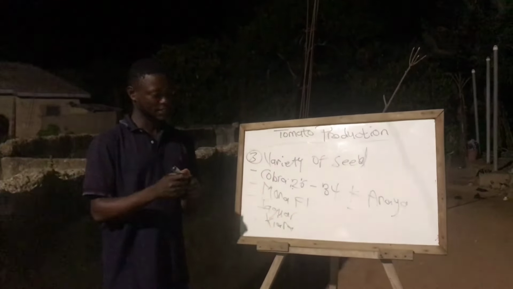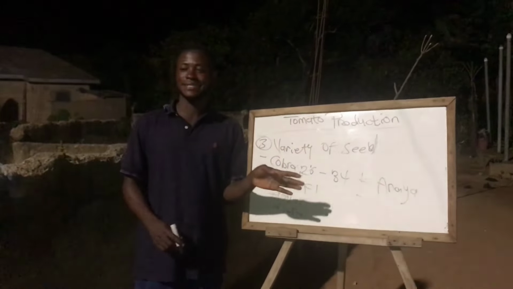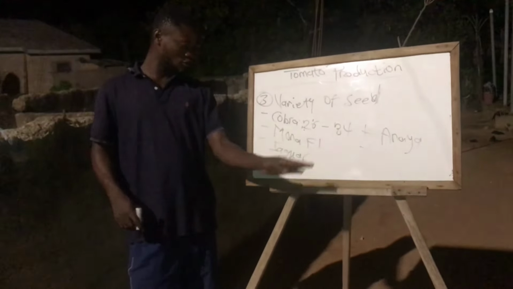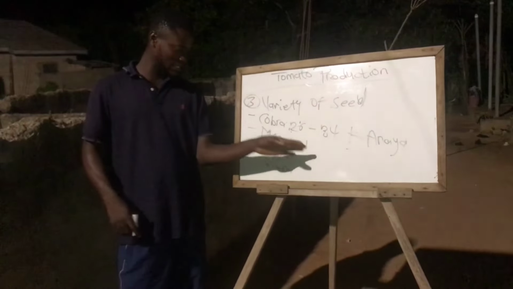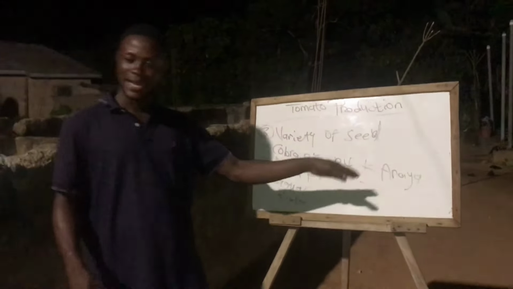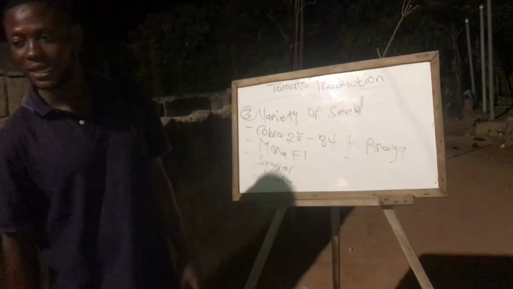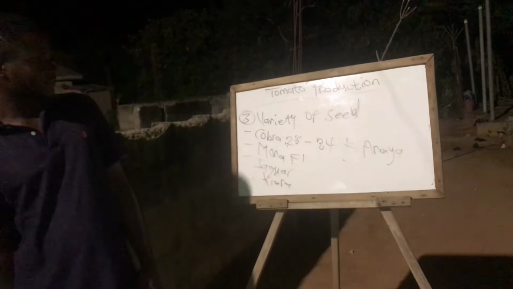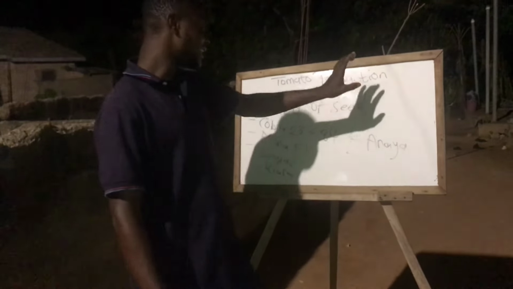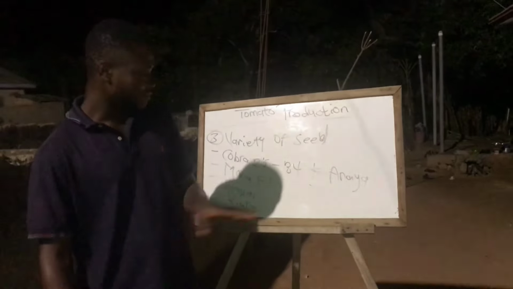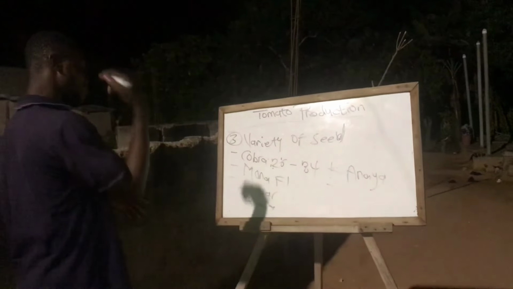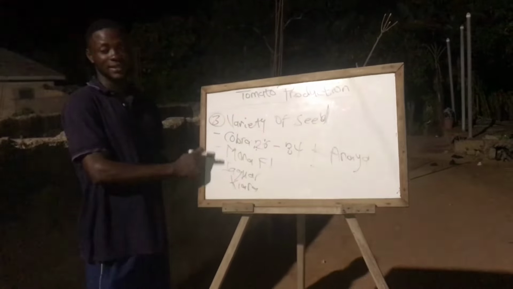Plenty. These are F1 seeds that you can go in for: Cobra 26 or 34, Mona F1, Jaguar, Kiara, Anaya. Do you understand? Good. So the variety is the key. You have to know before you choose. So get recommended varieties as stated here.